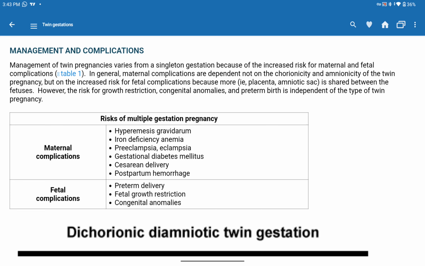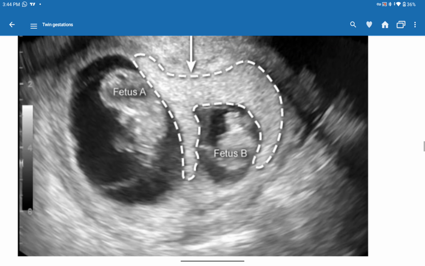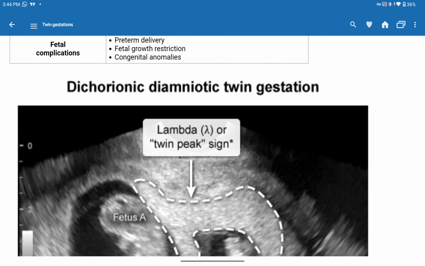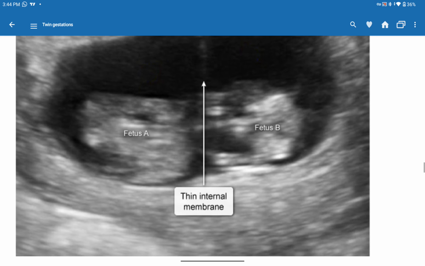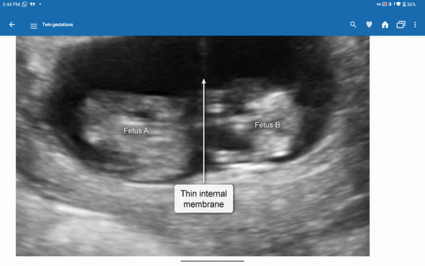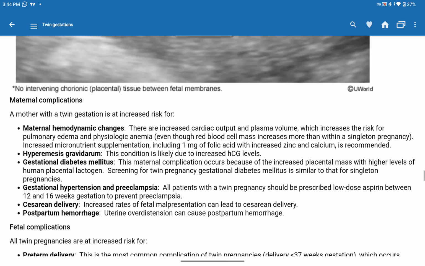Now, fetal growth restriction, due to transfusion, or more fetuses and more nutrient requirement, reasons like that, and congenital anomaly. Like I have already explained, when there is a single sac and single placenta, there are more chances of conjoined twinning. Okay, and again, this is the lambda sign you see in the dichorionic diamniotic twin gestation, and this is the T sign in monochorionic diamniotic pregnancy.